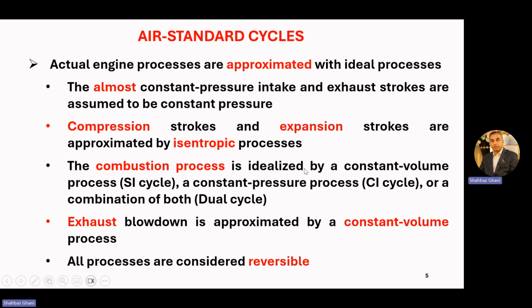The combustion process is idealized by a constant volume process in spark ignition cycles, a constant pressure process in CI, compression ignition cycles, or a combination of both in the dual cycle. Now, exhaust blowdown is approximated by a constant volume process; in actual it is not like this, but for approximation purposes, we take exhaust blowdown as a constant volume process. All processes are considered reversible. So a few thermodynamics terms are used.